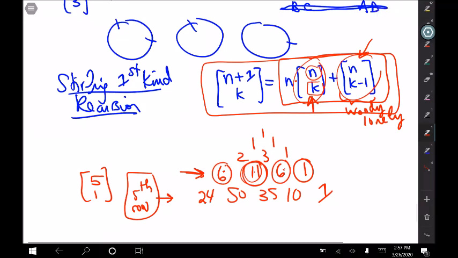Holy, is this also triangular numbers? Maybe it is. I don't know. I didn't check. Unless you guys want to check it.